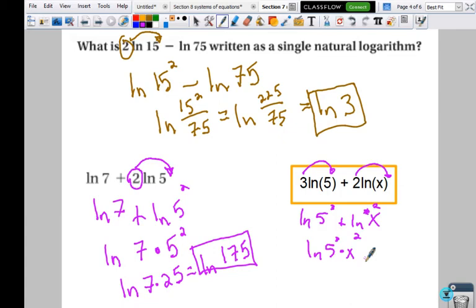And I know I'm not doing it, but I could also put parentheses around these. That helps. It might help you keep it more on track. It doesn't really matter either way.